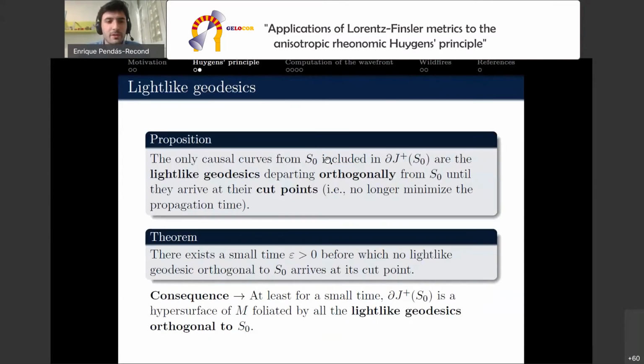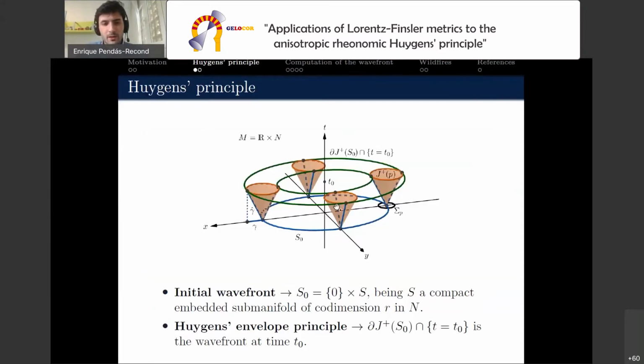And to this end, we have these results. The first one is very well known in Lorentzian geometry, and here we extend it to our Finslerian setting. It says that the only causal curves from S_0 included in this boundary are the light-like geodesics departing orthogonally from S_0 until they arrive at their cut points. This is, until they no longer minimize propagation time. So for example, this curve here, which is entirely included in this boundary, must be a light-like geodesic orthogonal to S_0. And the moment it arrives at its cut point, and this happens when it meets another light-like geodesic from S_0, it leaves the boundary and therefore it no longer provides the wavefront.